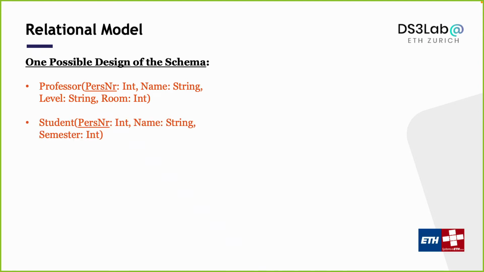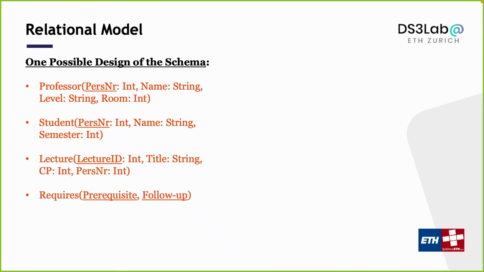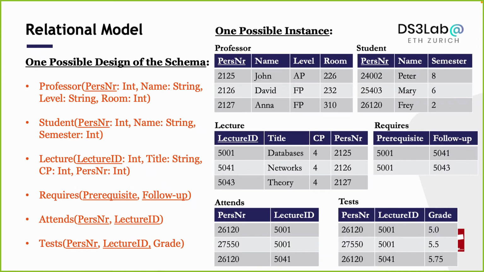Have professor relation, student relation, lecture, requires, attends, test, right? This is your database schema. It contains a collection, a set of relation schema, okay? And then you have your choice of your primary key. And then this is one possible instance of this database that contains a set of relation instances. Each one of them contains a collection of tuples that satisfy the data type constraint and also satisfy the primary key constraint.